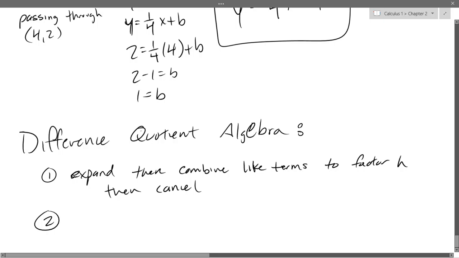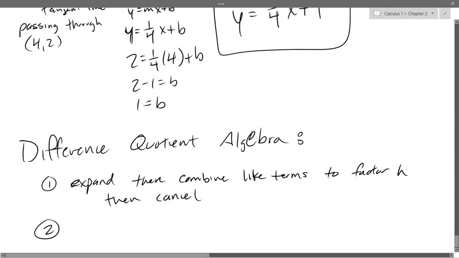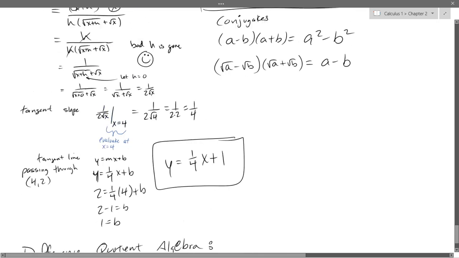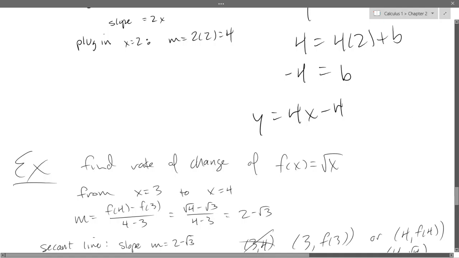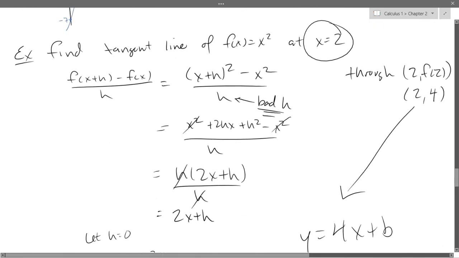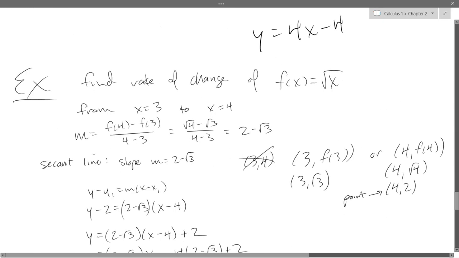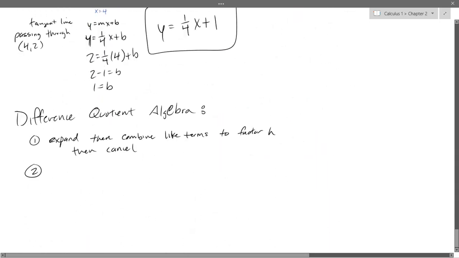So before, we did expand the numerator, then combine like terms, and I'm pretty sure on this lecture page, we did that right here. So I'll label this with an asterisk. We FOIL'd, then we combined like terms, factored an h out and canceled it. So that is one asterisk, the example for number one.